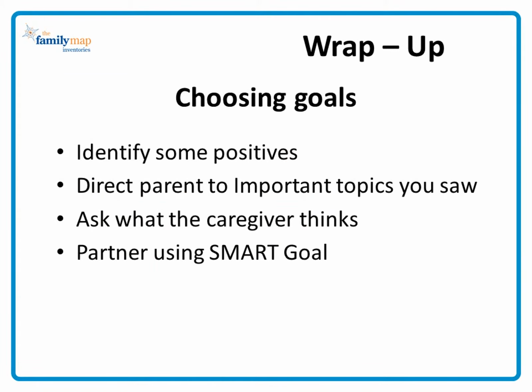Choosing and writing goals can be difficult. When you complete the family map, pick a few things to review with the caregiver. Point out a few strengths you saw in the family, and pick out some of the topics you think need further discussion with the caregiver. Ask the caregiver what they think. If there's an immediate need or crisis, you would want to address those first. If not, pick topics that are directly related to the child.